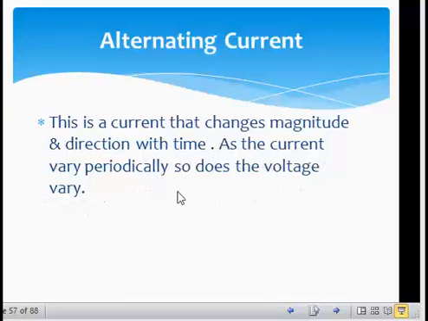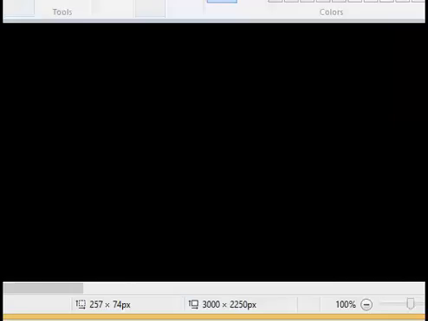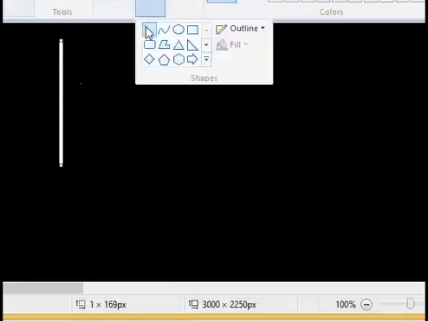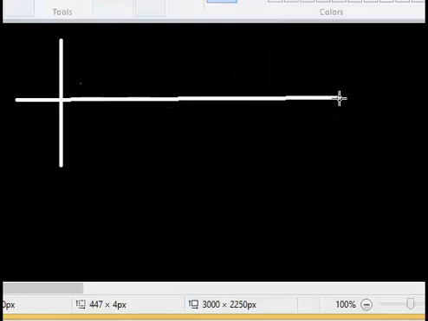Which simply means that an alternating current can be represented in the form of a wave equation. So it varies periodically like a wave. I'm going to draw the graph of an alternating current. So this is the horizontal axis, this is the vertical axis and this is the horizontal axis.